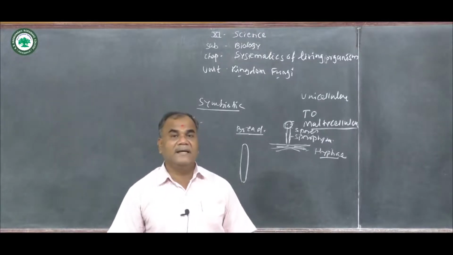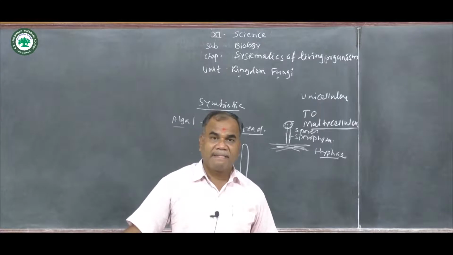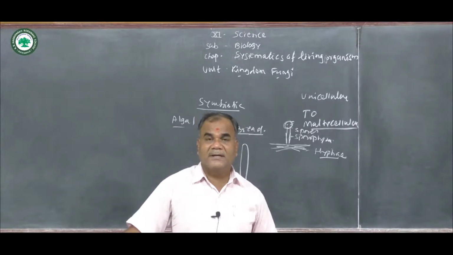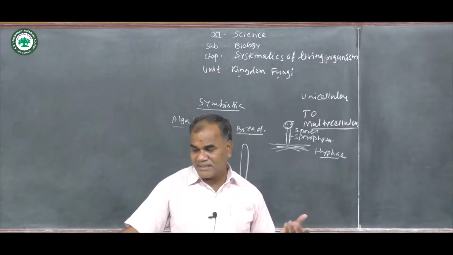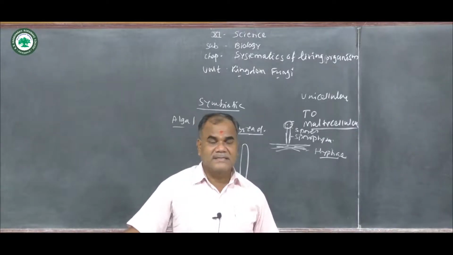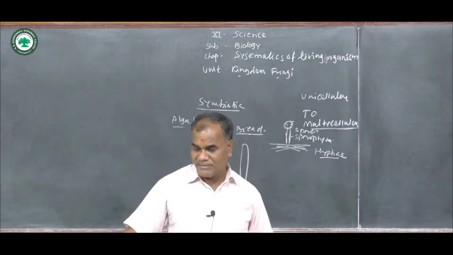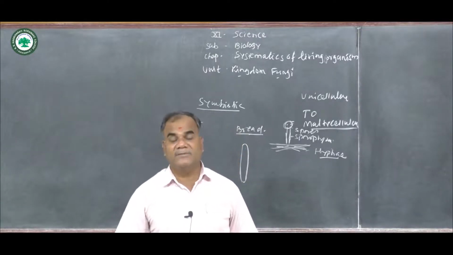Some fungi like Puccinia are very harmful fungi that grow on wheat. They cause the disease called rust. This rust disease is caused by fungi like Puccinia. So these are very hazardous to plants as well as animals.